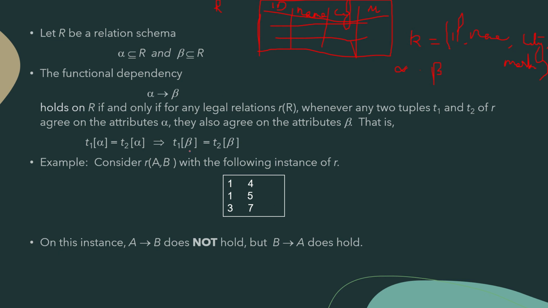So the concept is very simple. We have a table, we have a relation. Let this be the set of attributes inside the relation, and let alpha and beta be any subsets of this relation schema. Then alpha implies beta means that if you know the value of alpha, and you can uniquely identify the value of beta for all the tuples inside the table, then we can write alpha implies beta.